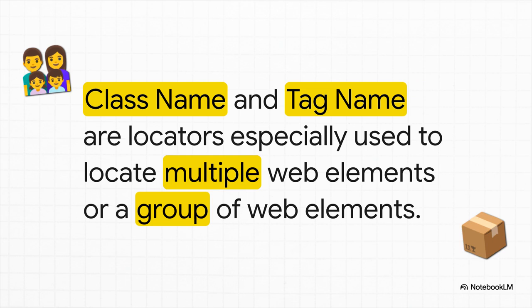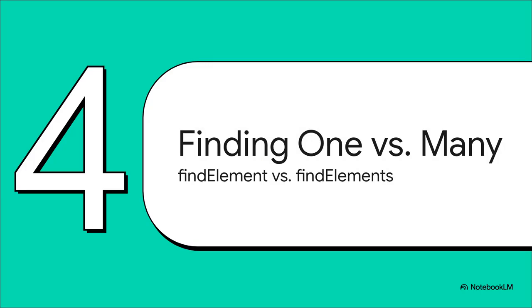Now here's what's so cool about these 2. While all the others are fantastic for finding one specific thing, these guys are champions at finding groups of similar elements. Think about finding all the product images on an Amazon page, or every single headline on a news site. And you know what? This idea of finding one versus many, it's so important that it needs its own section. Which leads us right here to a concept that trips up so many people when they're starting out.